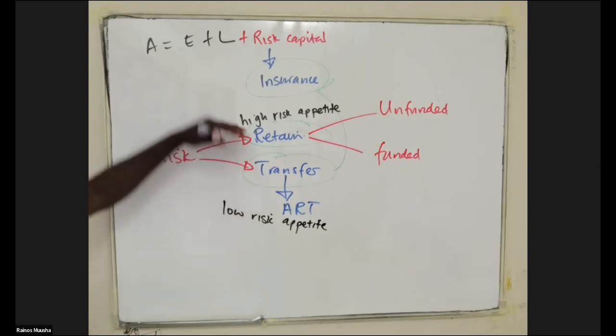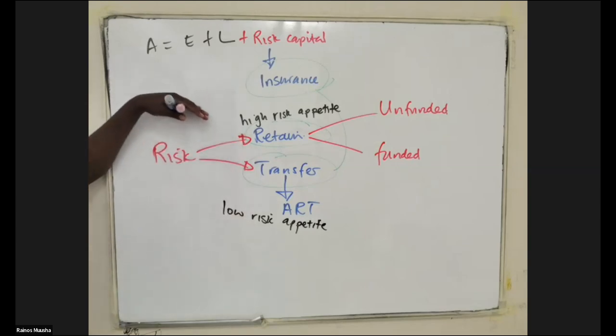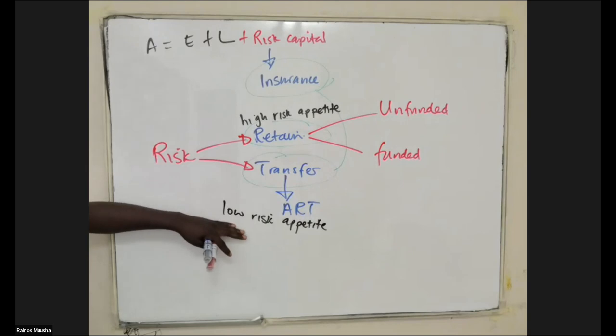For example, if you have a high risk appetite, you're saying that in case of a loss event, we don't have an insurance policy available or any method of transferring the risk. So in case a loss event happens, we're going to make a plan on our side to absorb those losses. And if you have a low risk appetite, in case a loss event happens, we want to ensure that someone else is going to bear the cost of that loss. So this is where you go the insurance route.